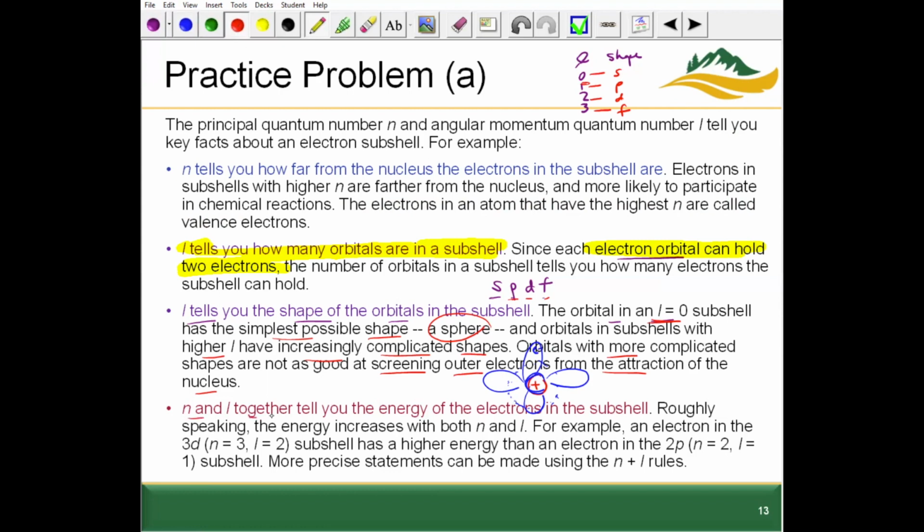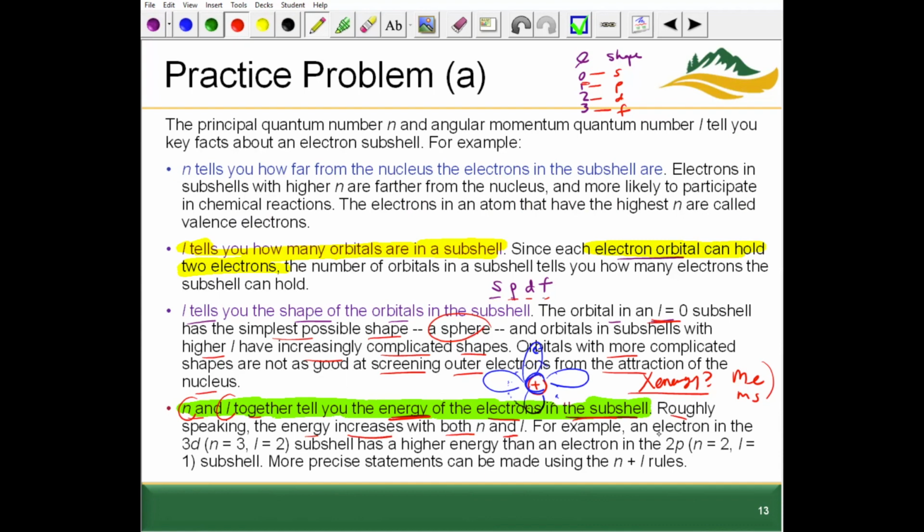So n and l together tell us the energy of the electrons in the subshell. This is an important connection here. So n and l together tell us the energy of the electrons in the subshell. Which quantum numbers don't tell us anything about energy? We don't get anything about the energy from the m sub l and m sub s quantum numbers. Only n and l together tell us about the energy of the electrons in the subshell. Then roughly speaking, the energy increases with both n and l.